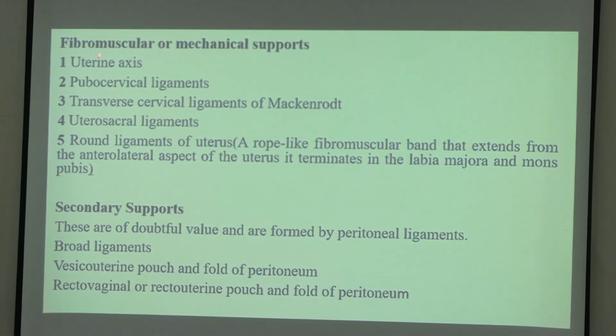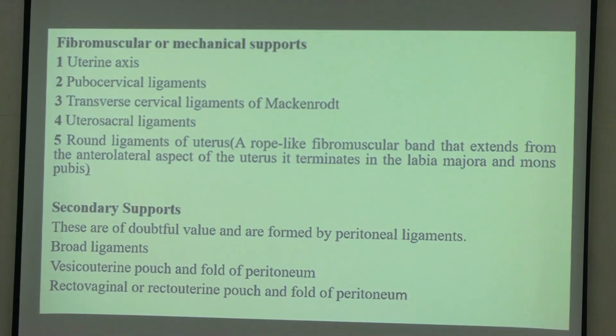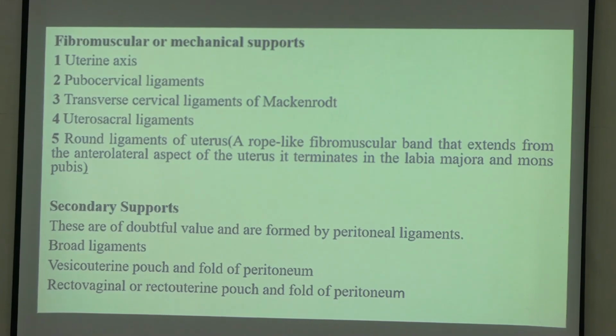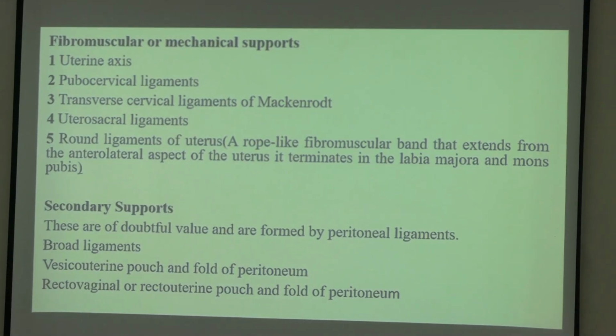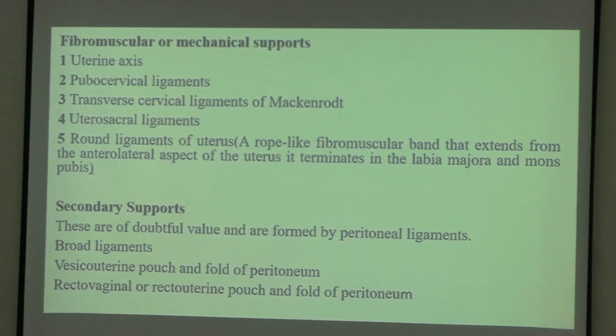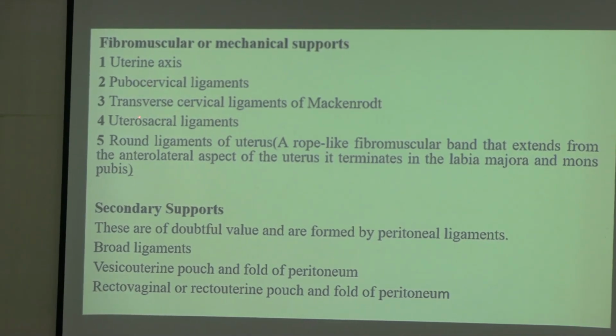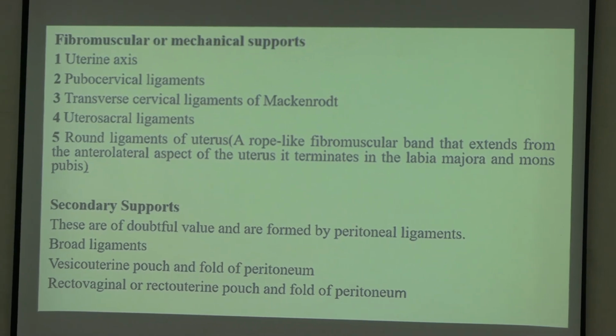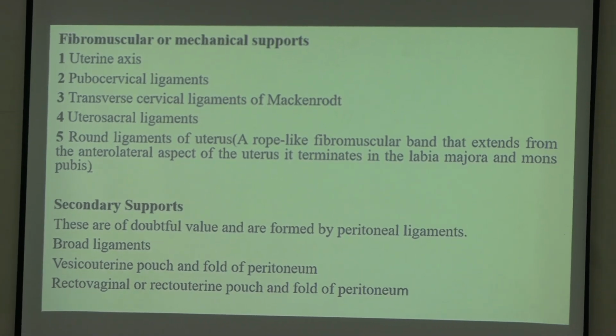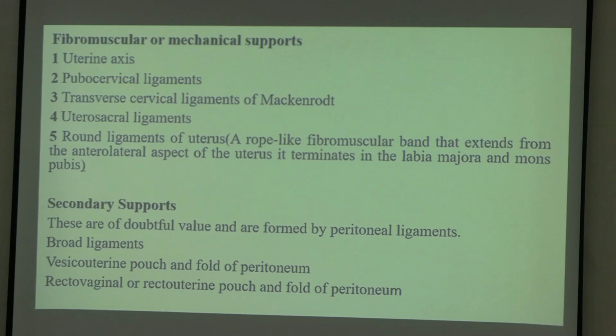In that we are having the uterine axis. Uterine axis means the positions of the uterus, which we have discussed just now. Anteversion and anteflexion. That is also providing support to the uterus. Next, pubocervical ligament, transverse cervical ligament of Mackenrodt, which is also called as the cardinal ligament, and then uterosacral ligament and round ligament of the uterus.